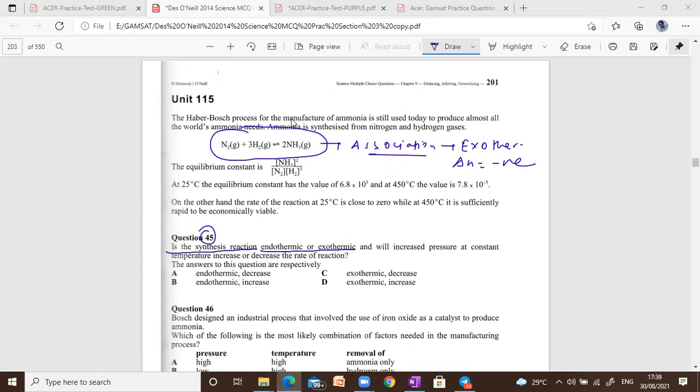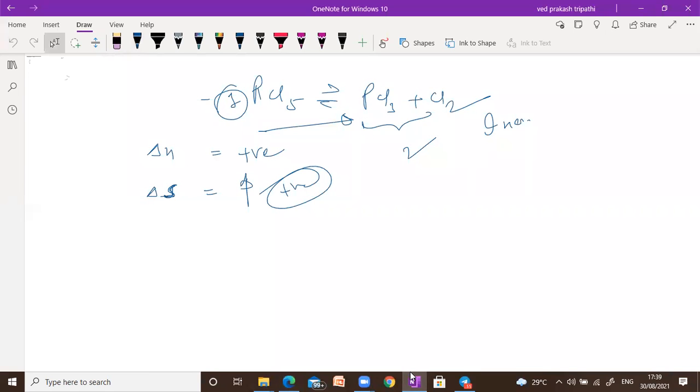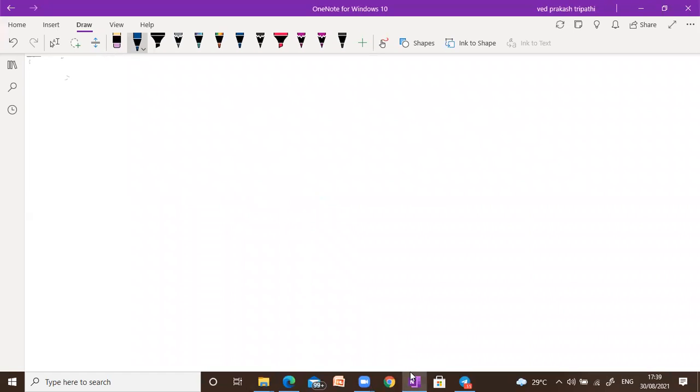Yes, exo. Most of the answer is exo. Yes, it is exo. Very good. And the next question is, if you increase pressure at constant temperature, what will be the rate of reaction? Basically, I thought I will explain the rate of reaction property in kinetics maybe tomorrow, but it is in the question, so I will just give you a basic idea about rate of reaction.